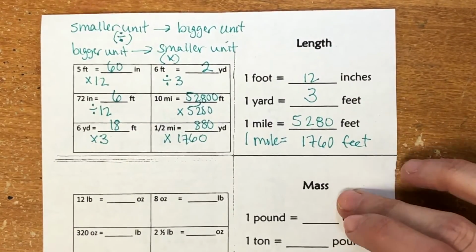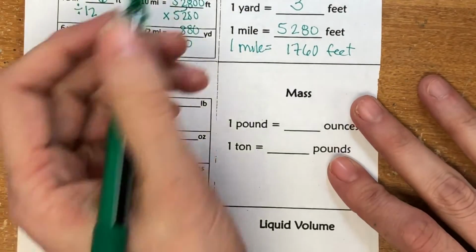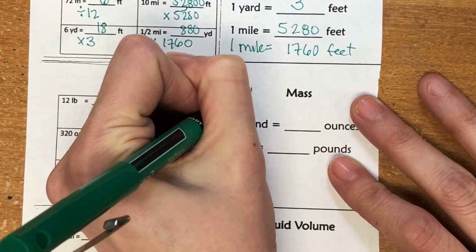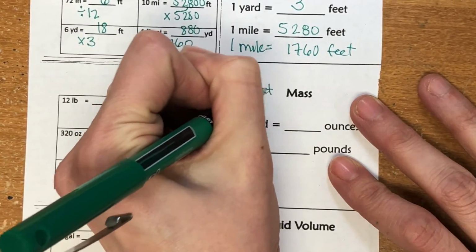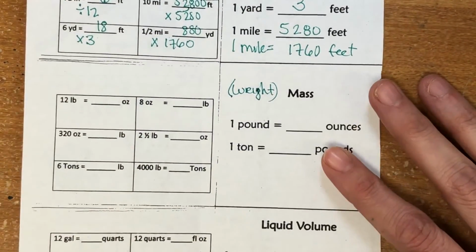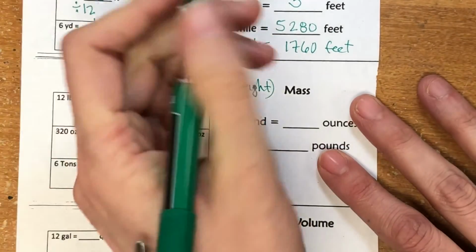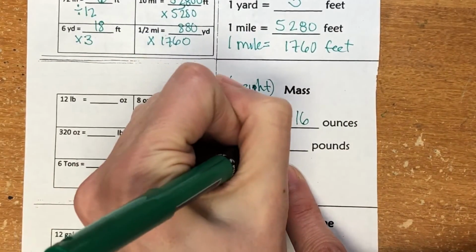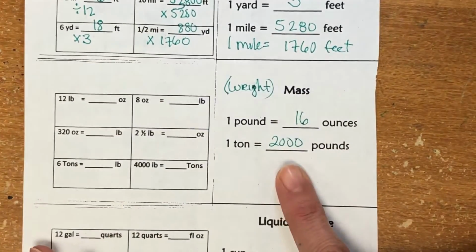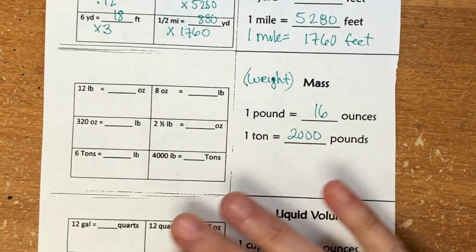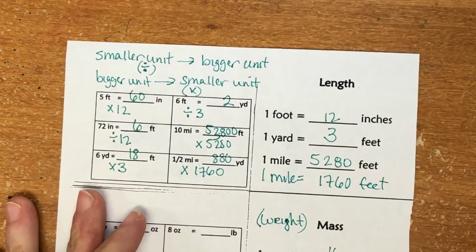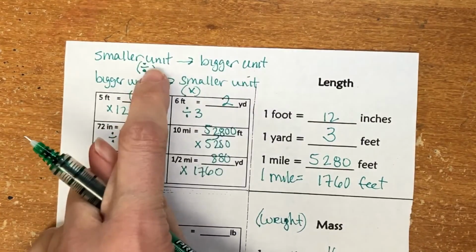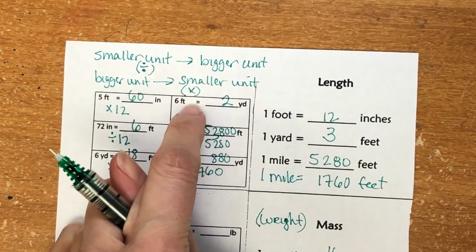Now let's look at mass. Mass is also going to be your weight. Okay? How much an object takes up. 1 pound is going to be 16 ounces. 1 ton is going to be 2,000 pounds. All right? So those are the conversions there. Again, same rule applies. Smaller to big, you want to divide. Big to small, you want to multiply.